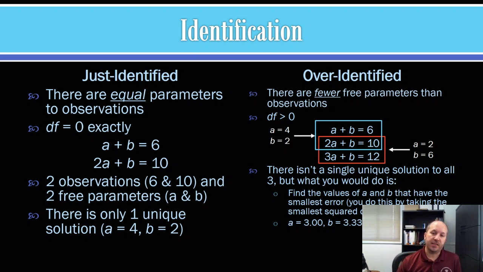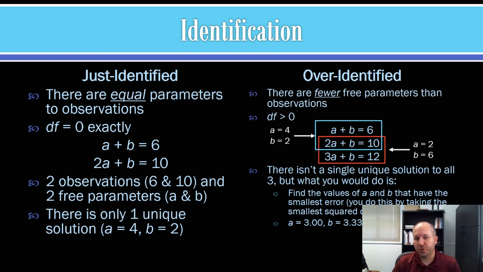So in this example, we have 3 possible equations: a plus b equals 6, 2a plus b equals 10, and 3a plus b equals 12. So we have 3 observations, 6, 10, and 12, and 2 parameters, a and b. What you'll actually find is that there isn't a solution that works for all 3 equations at the same time. Rather, there's an answer you can find for the first 2 equations and a different answer you can find for the second 2 equations.